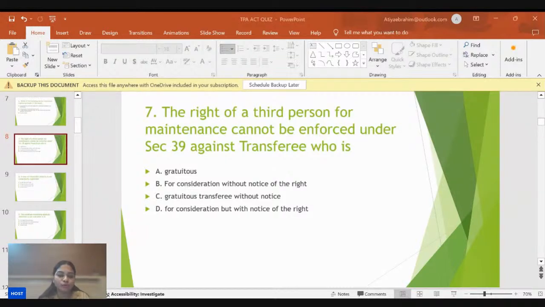The right of a third person for maintenance cannot be enforced under section 39 against a transferee who is: option A, gratuitous; option B, for consideration without notice of right; option C, gratuitous transferee without notice; and option D, for consideration but with notice of the right. So what do you think is the correct answer here?